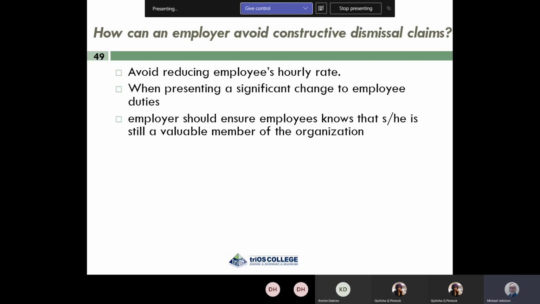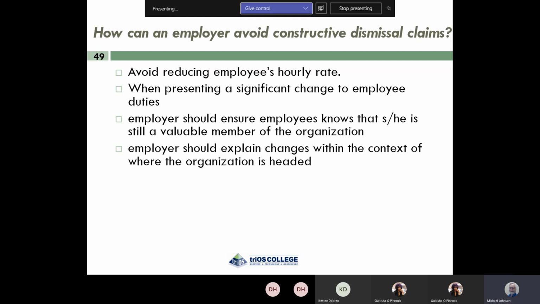Employers should ensure employees know that their particular function is still a valuable part of the organization, but you have to do something and you have to change something, and therefore constructive dismissal of your contract becomes a necessity. For whatever reason it exists for that employer, they have no choice but to break the contract.